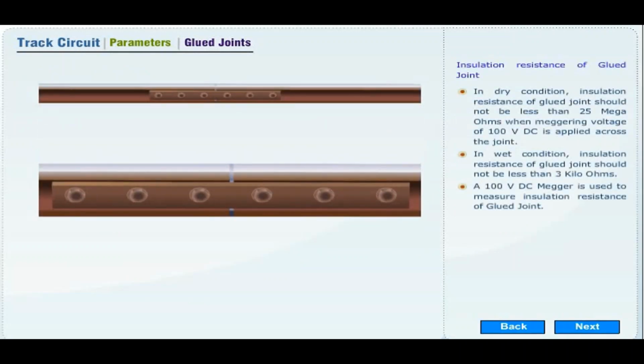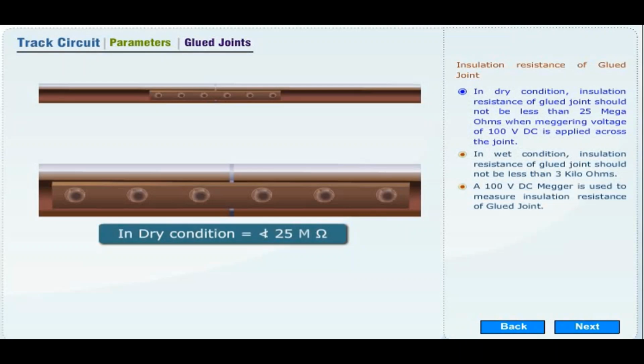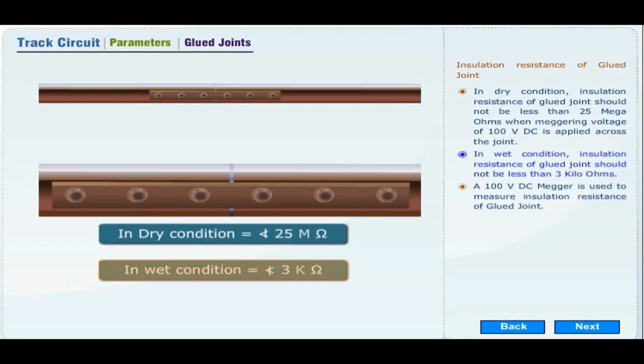Insulation resistance of glued joint. In dry condition, insulation resistance of glued joint should not be less than 25 megaohms when a measuring voltage of 100 volts DC is applied across the joint. In wet condition, insulation resistance of glued joint should not be less than 3 kilohms. A 100 volts DC megger is used to measure insulation resistance of glued joint.